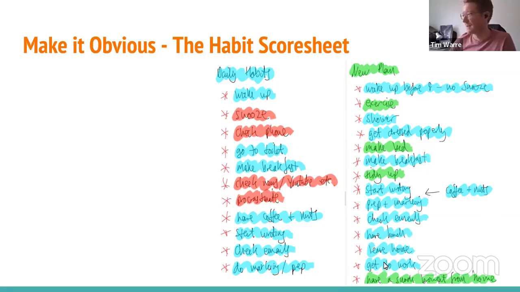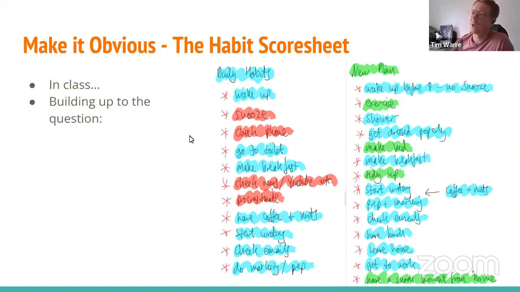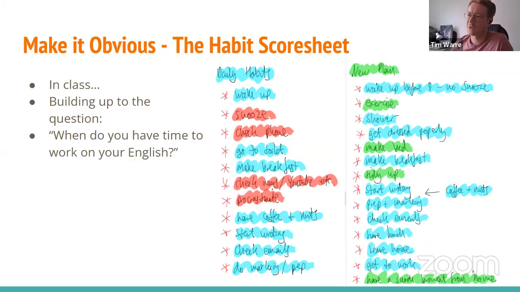Okay, and then have a snack brought from home was one of my other ones. I was spending lots of money on chocolate croissants and cafe con leche out, so I had to bring a little Tupperware from home. Okay. So the idea is you get students to do this in class, think about what their new plan could be, make some small changes to their habits, discuss them with their partner. And we're basically building up to this question: when do you have time to work on your English?